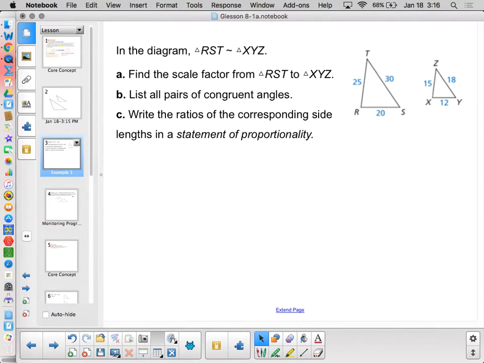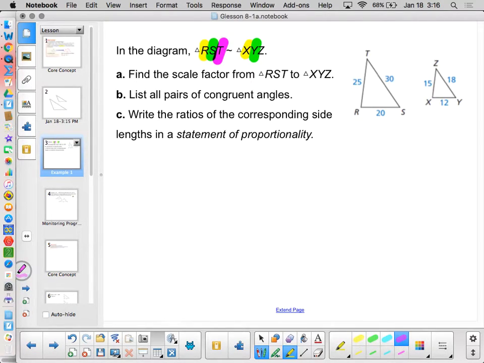Okay? By the way, when we name similarity, again, just like before when we did with congruence, it has to be in corresponding order. So this means angle R corresponds to angle X. They're congruent. S goes with Y. T goes with Z. So those are the congruent corresponding angles. It also means the corresponding sides are proportional. Now, what we do is we go ahead and start looking for the scale factor.